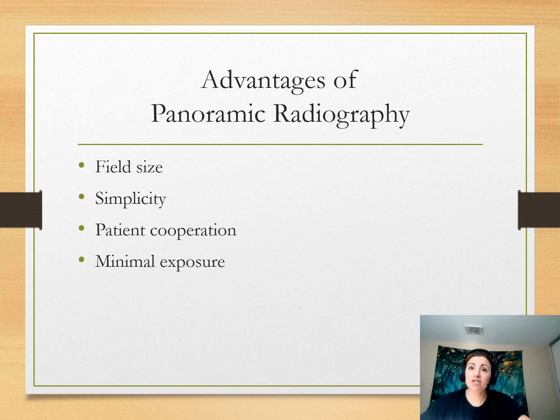So the advantages of panoramic radiography is that we get to see a lot more in our field size. Our field size is like the area we're looking at, right? We get to see the entire maxillary arch, the entire mandibular arch, and all of the structures around those arches. We even get to see the bottom of the ramus and the bottom of the orbits of the eyes. We get to see a lot of different structures with the panoramic image, which is really nice, even though it's not quite as detailed, right?